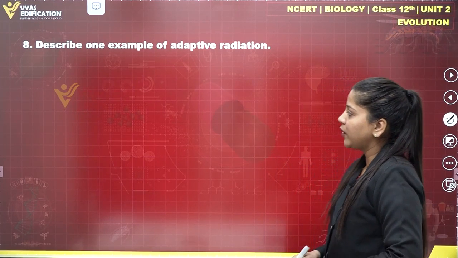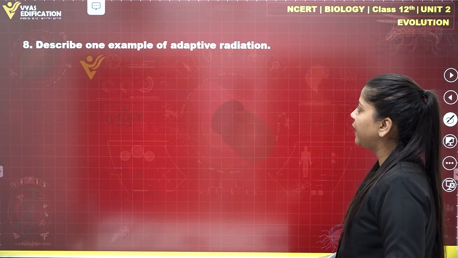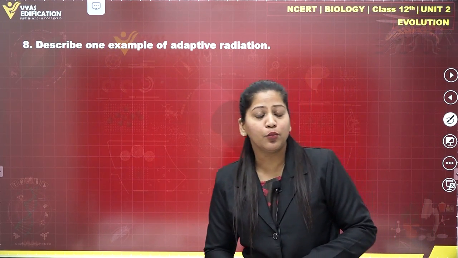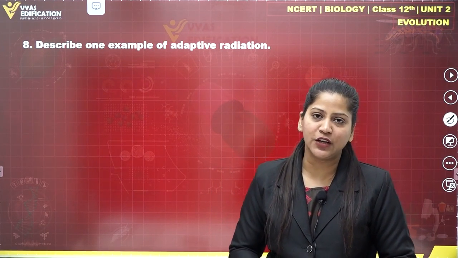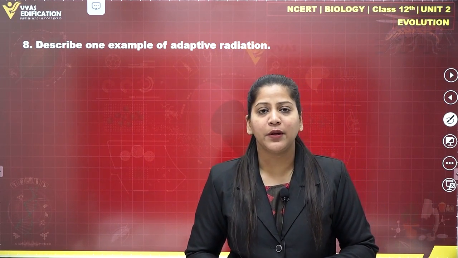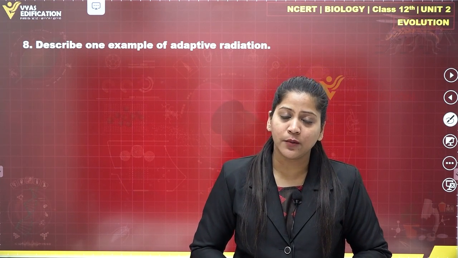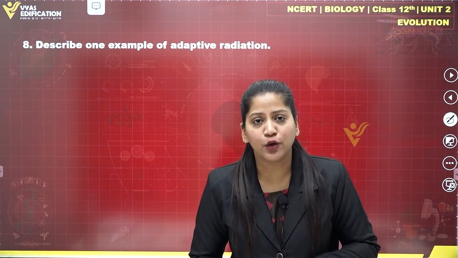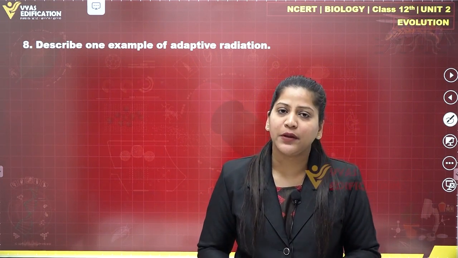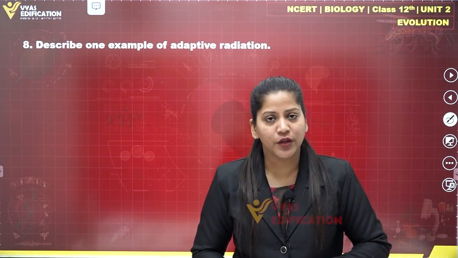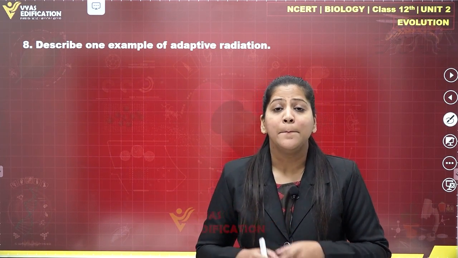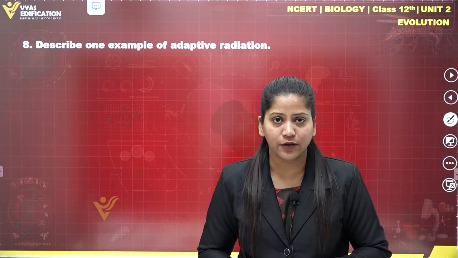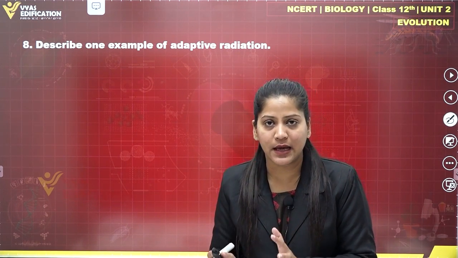Now, let's discuss question number 8. Describe one example of adaptive radiation. Before moving on to the example of adaptive radiation, let's talk about adaptive radiation. What is adaptive radiation? It is actually an evolutionary process. Adaptive radiation is the evolutionary process by which many species originate from one species in an area.